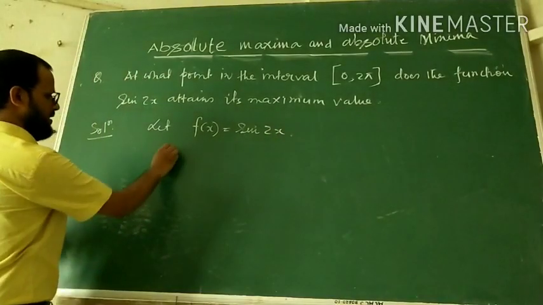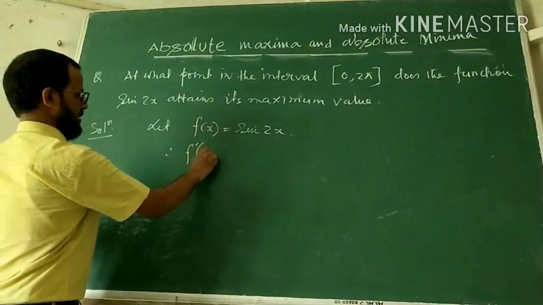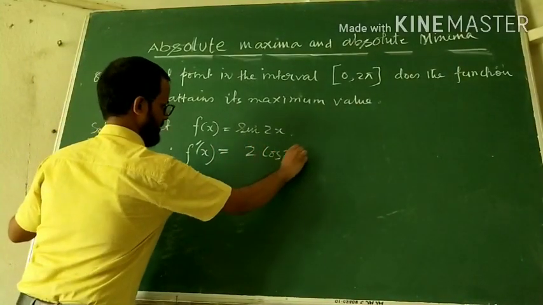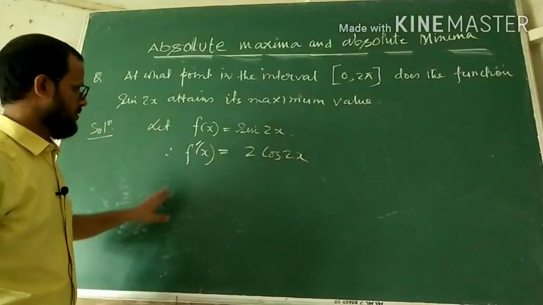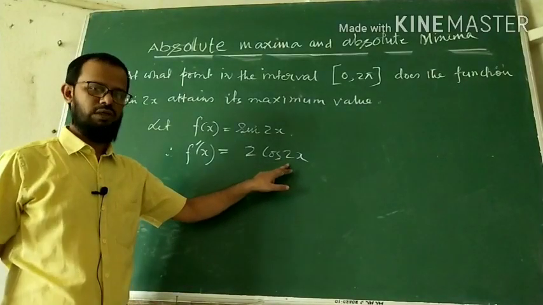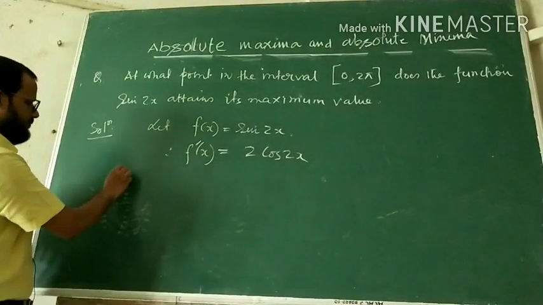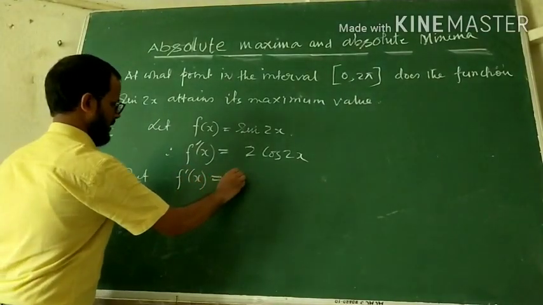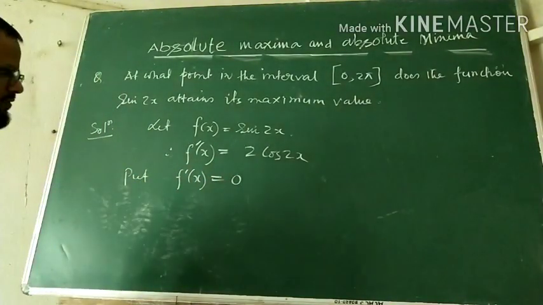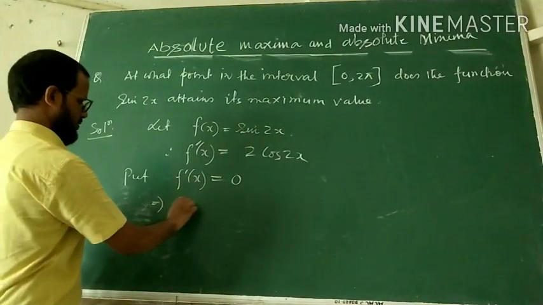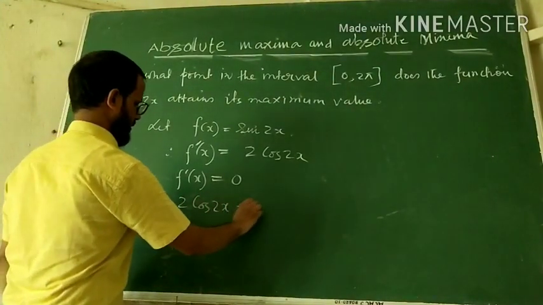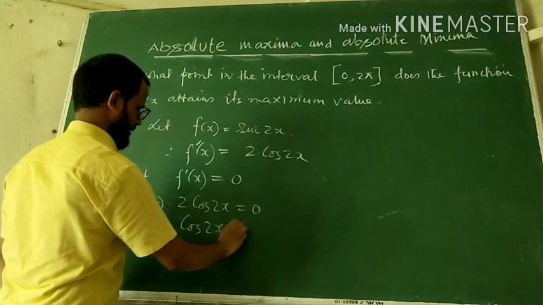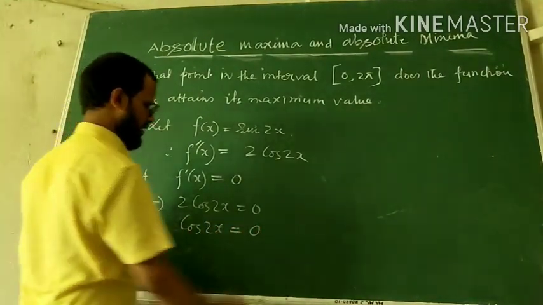So you need f dash x, find f dash x. F dash x equal to 2 cos 2x. Okay. So what will f dash x be? 2 into cos 2x. For maxima and minima, what is the necessary condition? F dash x equal to what? 0. F dash x means 2 cos 2x equal to 0. Implies cos 2x equal to 0.